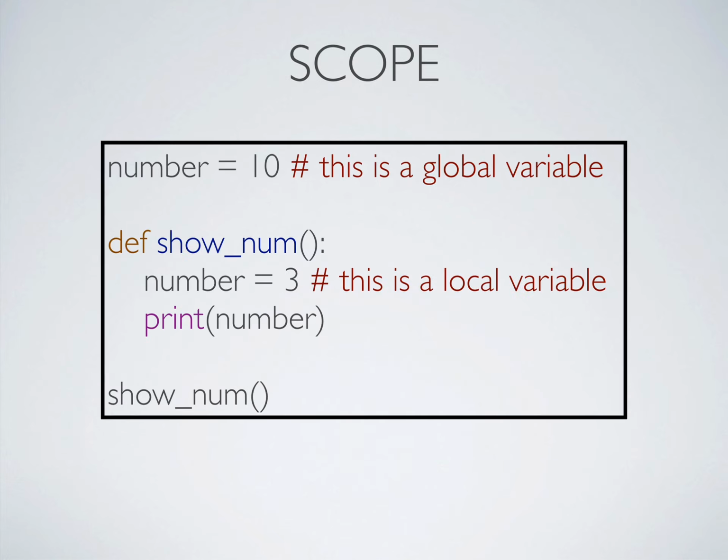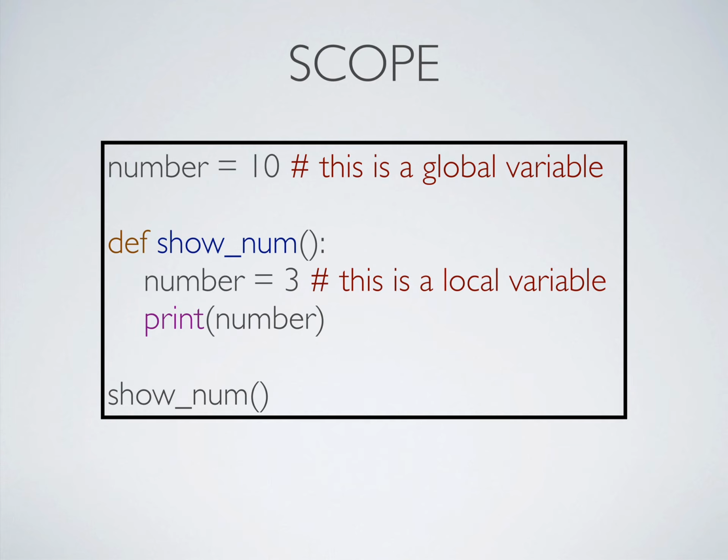Say this is our program. This first line of code is an assignment statement: variable name equals some value. Since this assignment statement is not inside of a function definition, it's not indented under some def name part, that is a global variable. The entire file can access it. So that first line of code is a global variable.